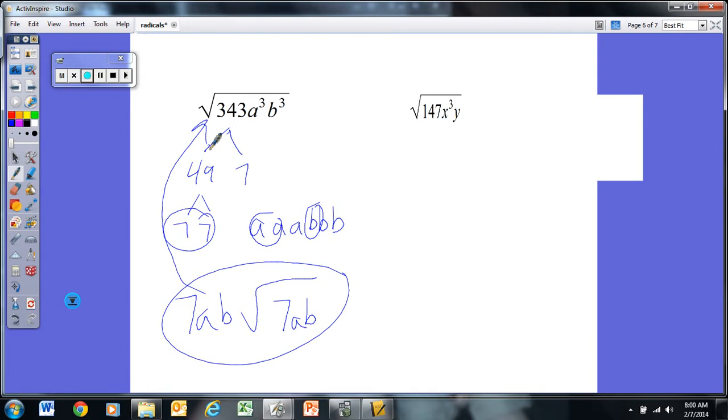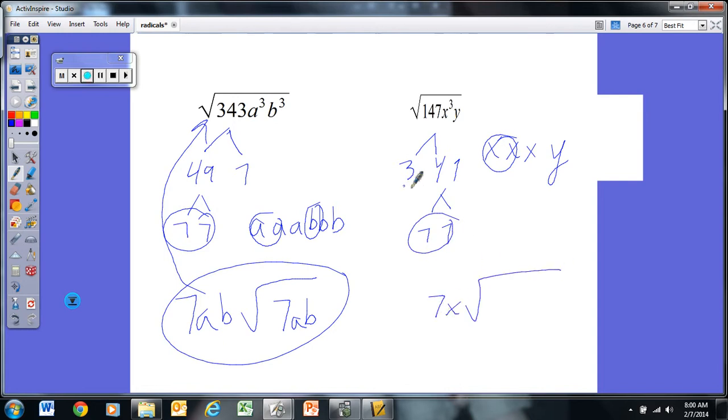147. Didn't we just do 147? Yes. We broke it down into 3 and 49, which was 3 times 7 times 7. And then we have x, x, x, y. Take out 2 x's. So I have a double 7 and a double x. So I have 7x on the outside. Underneath I have 3x, y.